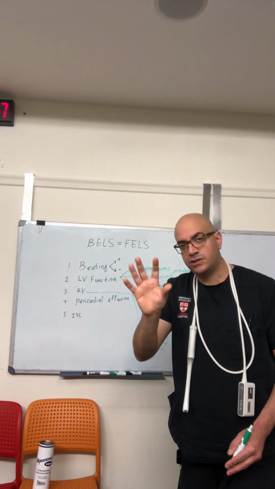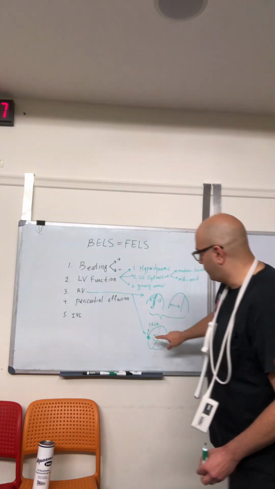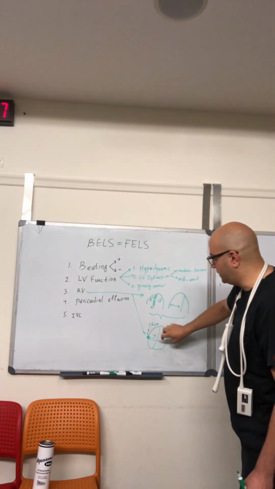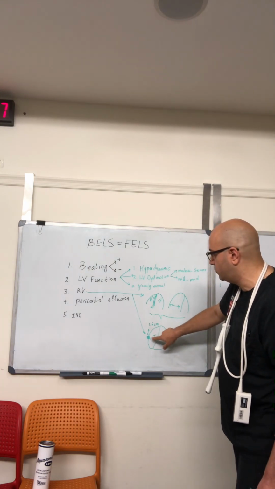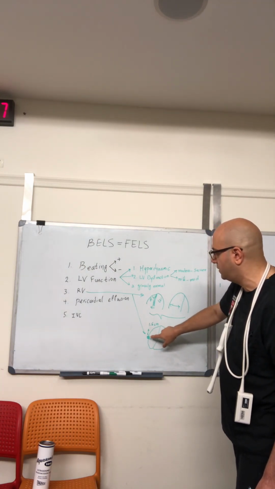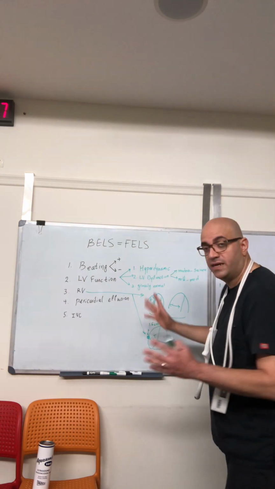RV is a low pressure system versus LV is a high pressure system. So remember, you won't see the squeeze that you see on LV on RV. The only thing that's showing us whether the systolic function of RV is normal or not is whether it goes up and down. Could be acute, could be chronic.